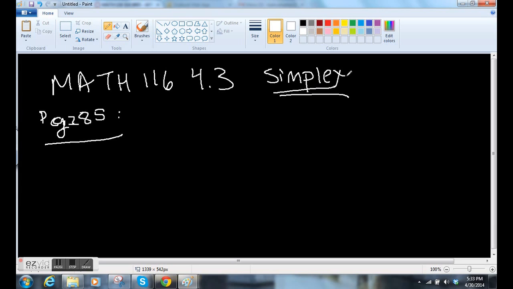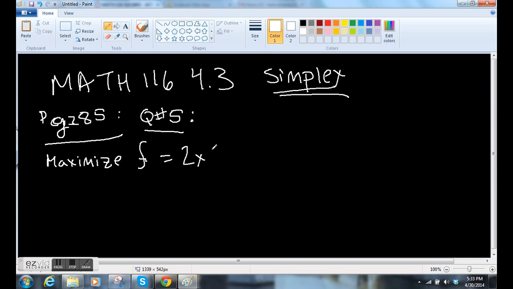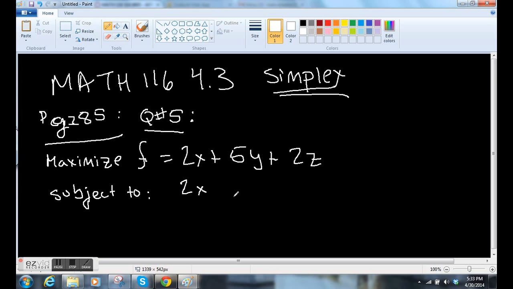So with the simplex method, we are doing more of these problems with linear constraints, similar to what we were doing in section 4.2. But in 4.2, we were using a graph to solve it. Here's an example of what we are trying to do with the simplex method. This is question number 5. It says maximize this function f equal to 2x plus 5y plus 2z, subject to. Anytime you see these subject to's, you know you're in for a simplex method.